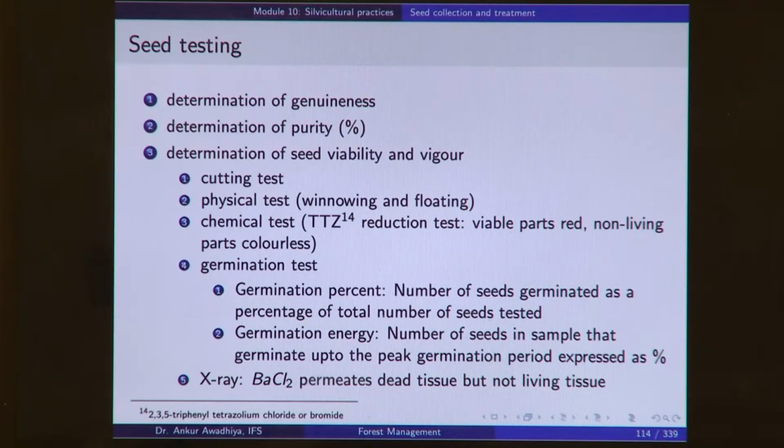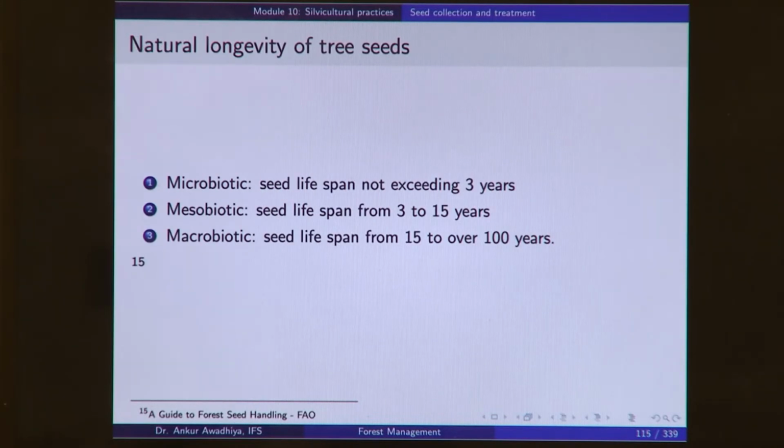Or we can look at the germination test, in which the seeds are actually germinated, in which case we look at two parameters: germination percentage, which is the number of seeds that germinate as a percentage of the total number of seeds that were tested, and the germination energy, which is the number of seeds in the sample that germinate up to the peak germination period, expressed as a percentage. Or you can look at X-ray radiograms, where barium chloride is used, which permeates the dead tissue but not the living tissue.